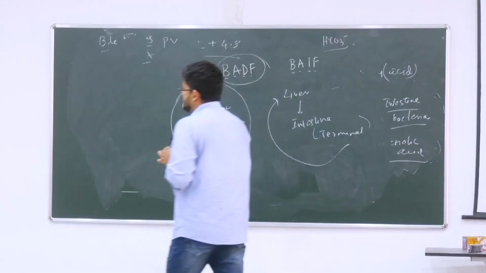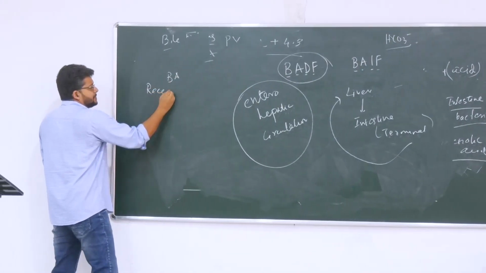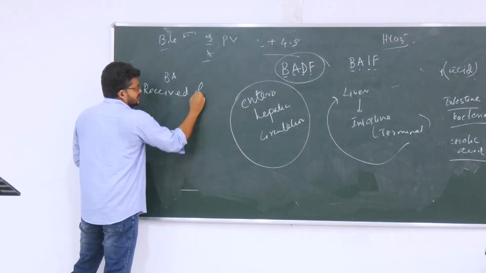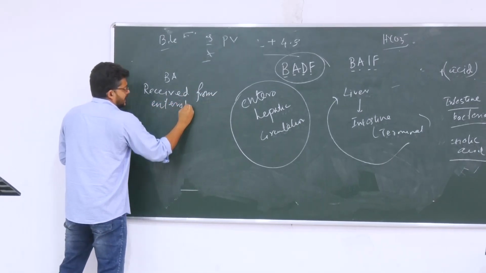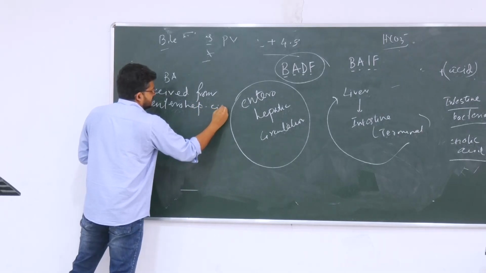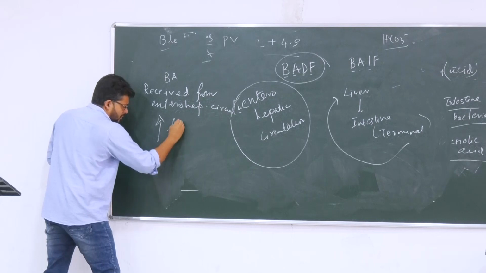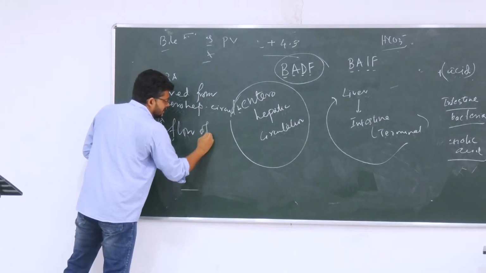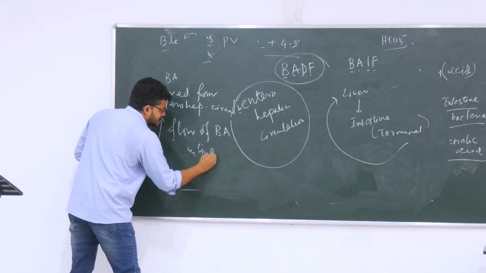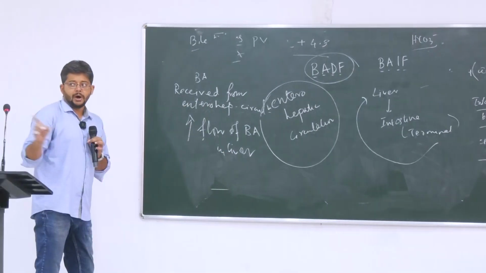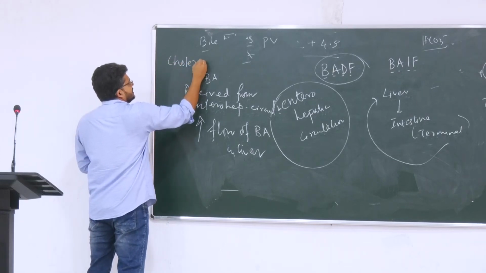So once again, bile acid received from enterohepatic circulation increases the flow of bile acid in the liver. So it is a recycled thing. That is why bile acid has a name, and that is choleretic.